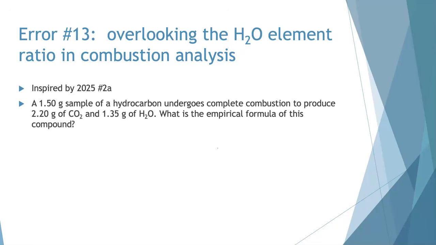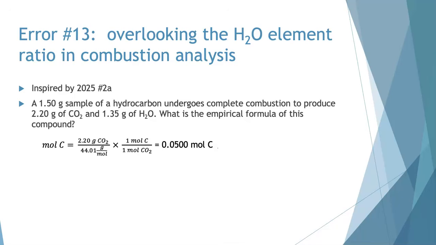Here's a question inspired by question 2A from the 2025 exam. A 1.50 gram sample of a hydrocarbon undergoes complete combustion to produce 2.20 grams of carbon dioxide and 1.35 grams of water. What's the empirical formula of the hydrocarbon? Because we know the mass of CO2, we can use that to find the moles of carbon. So we can convert our grams of CO2 to moles of CO2, and then the moles of carbon and CO2 are the same. So we get 0.0500 moles of carbon.